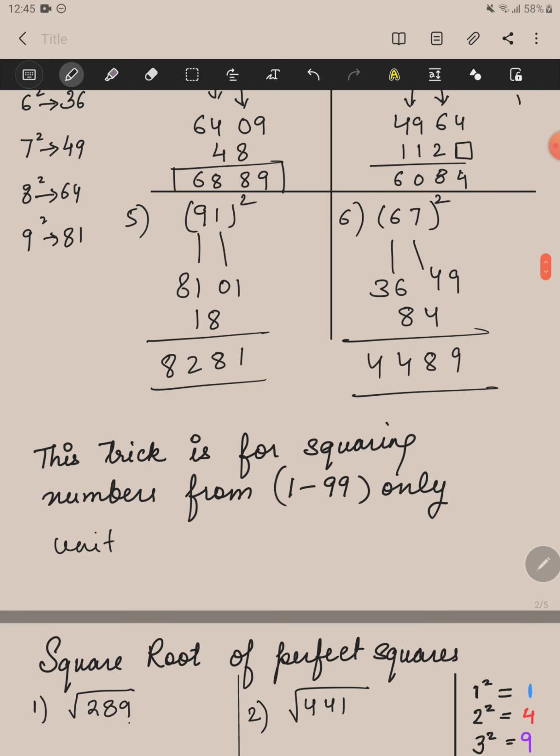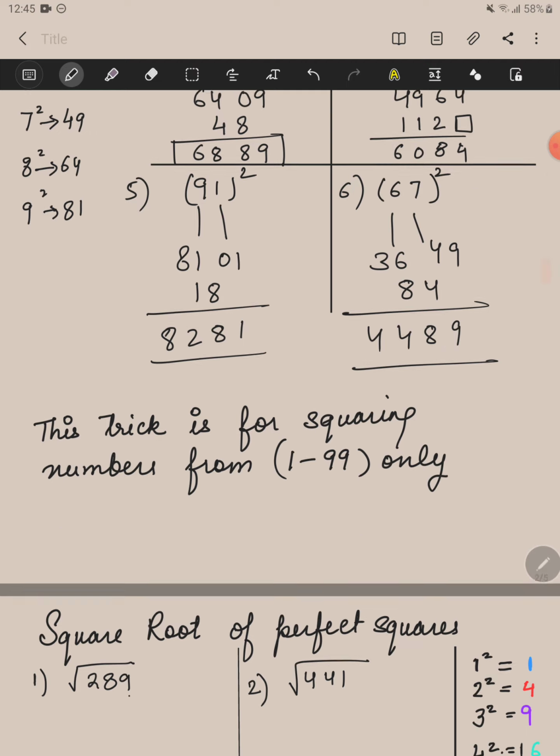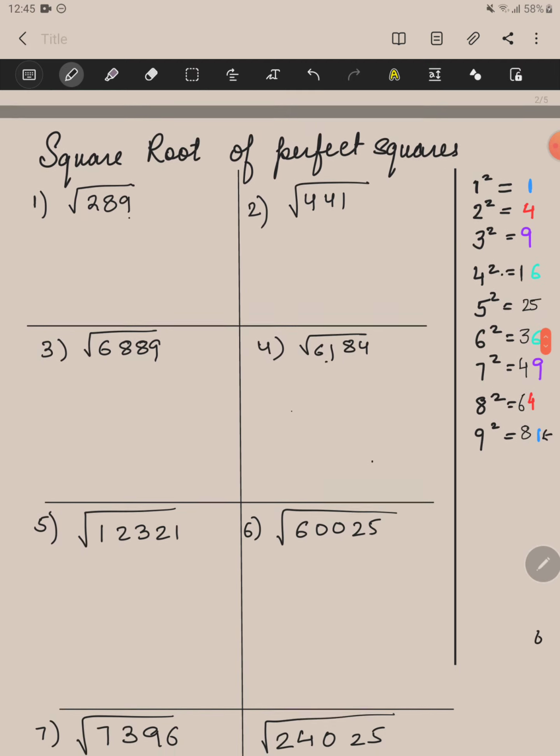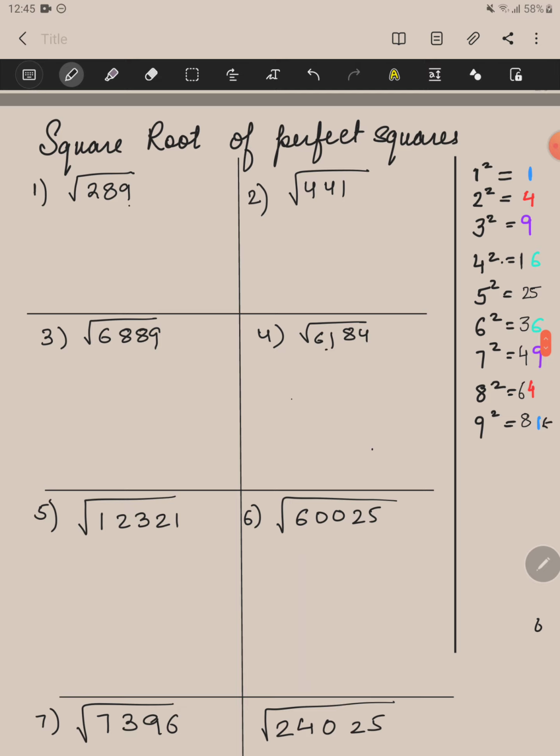Now, this trick is for squaring numbers from 1 to 99 only. Okay. Now, let's move on to the next trick: the square root of a perfect square number.